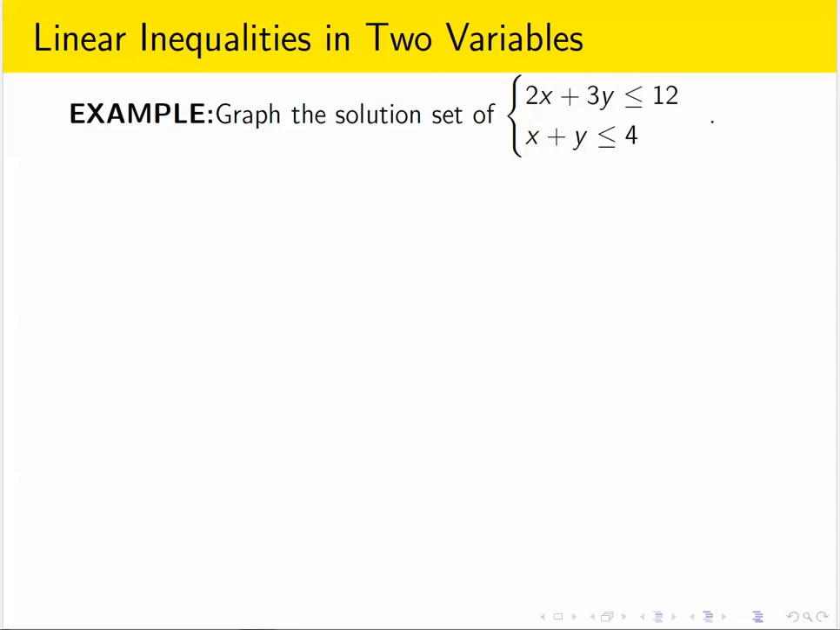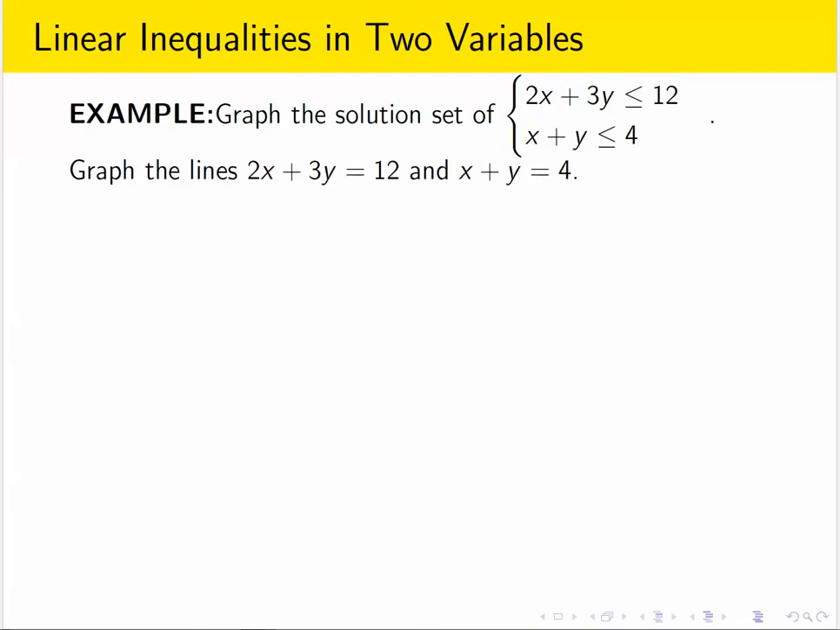Once we know how to graph inequalities in two variables, our next step is to graph systems of inequalities. So here's an example of such a question where we have two inequalities and we want to graph the solution set of these inequalities. That's the set of points that satisfy both inequalities simultaneously. There will be some points that satisfy one inequality but not the other, and we want to visualize which points satisfy both.